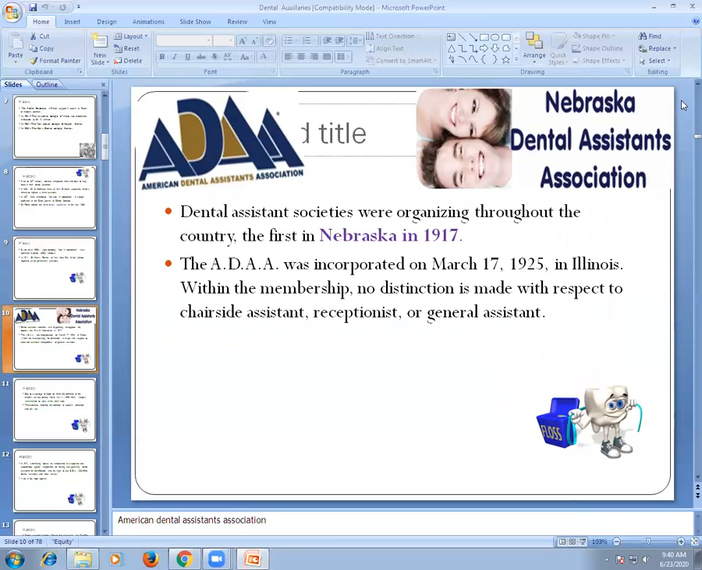Dental assistant societies were organizing throughout the country, the first in Nebraska in 1970. The ADA was incorporated on March 17, 1925 in Indianapolis. Within the membership, no distinction is made with respect to chairside assistants, receptionists, or general assistants.